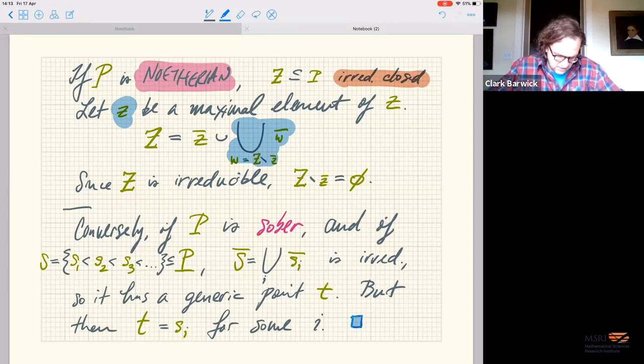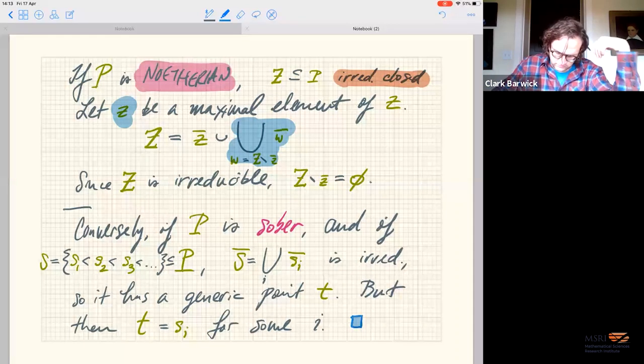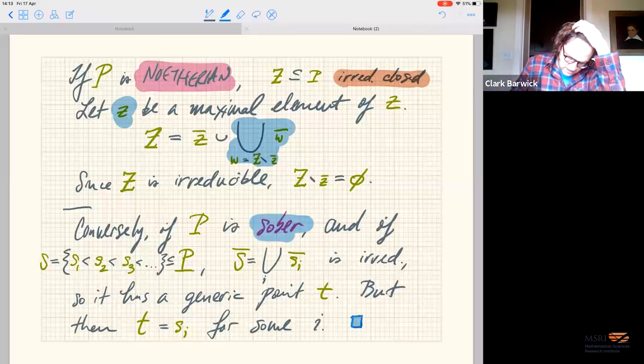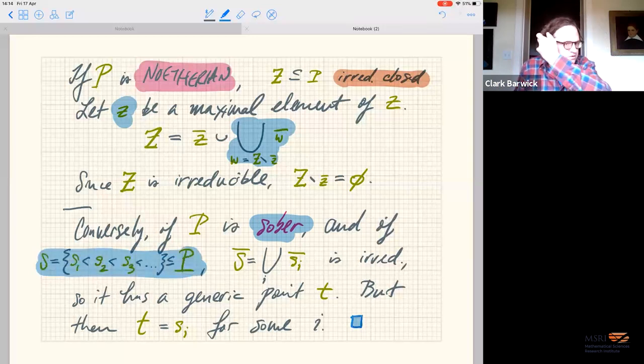Conversely, if you have a sober topological space, so if you've got P and P is sober, then if you've got one of these sequences, I'm going to try and prove that this sequence S has to stabilize.